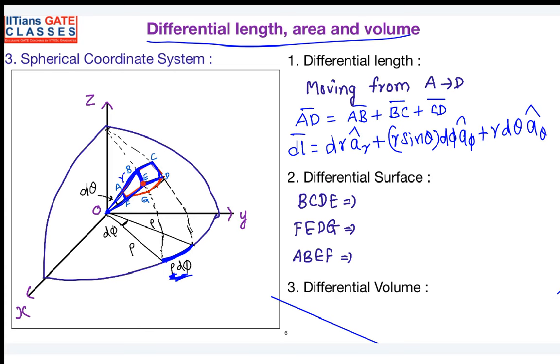Now, by considering this, you try to write down the surface area for all these surfaces. B, C, D, E. First write down for B, C, D, E. Then we'll discuss the remaining ones. So please take time and write down all the surface areas for this.